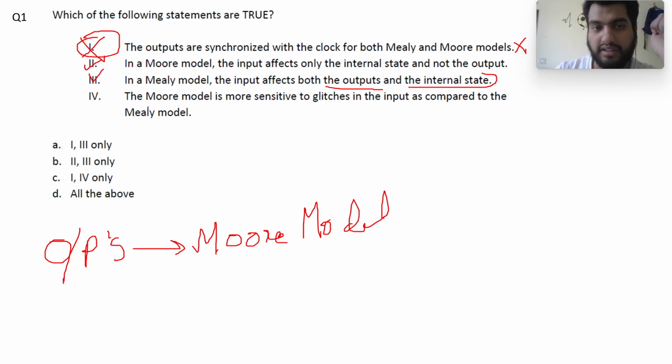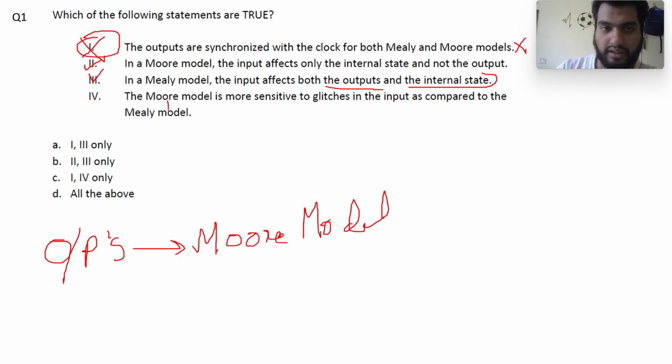Now the final statement is, the Moore model is more sensitive to glitches in the input as compared to the Mealy model. This is wrong, because the Moore model output is dependent on the internal state and not on the inputs. In the Mealy model, it's dependent on the inputs as well as the internal state. So glitches in the input will directly affect the output in the case of the Mealy model, not in the Moore model.